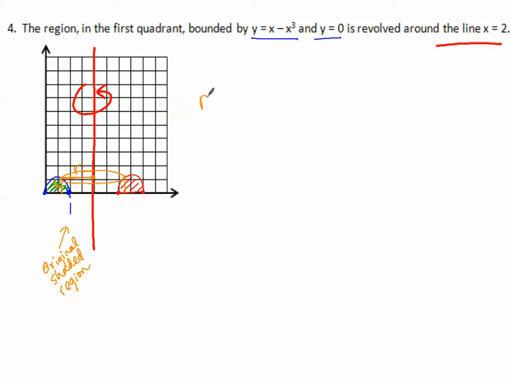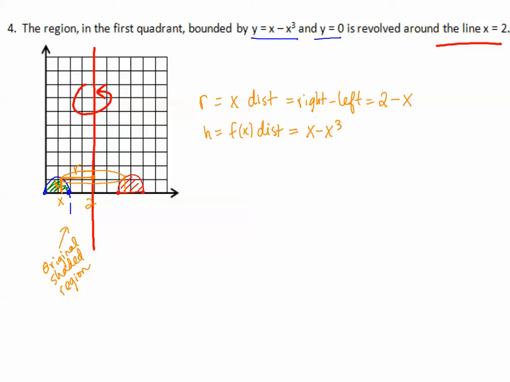Now, it's a vertical axis, so the radius is still the x distance, and the height is still the f of x distance. Because the x distance goes right and left, we still do right minus left. This time, however, on the right, that's the x coordinate 2. On the left is how far x units out we are from the origin. So this time, 2 minus x. The f of x distance is still going up and down, so that's f of x minus 0, f of x being x minus x cubed.